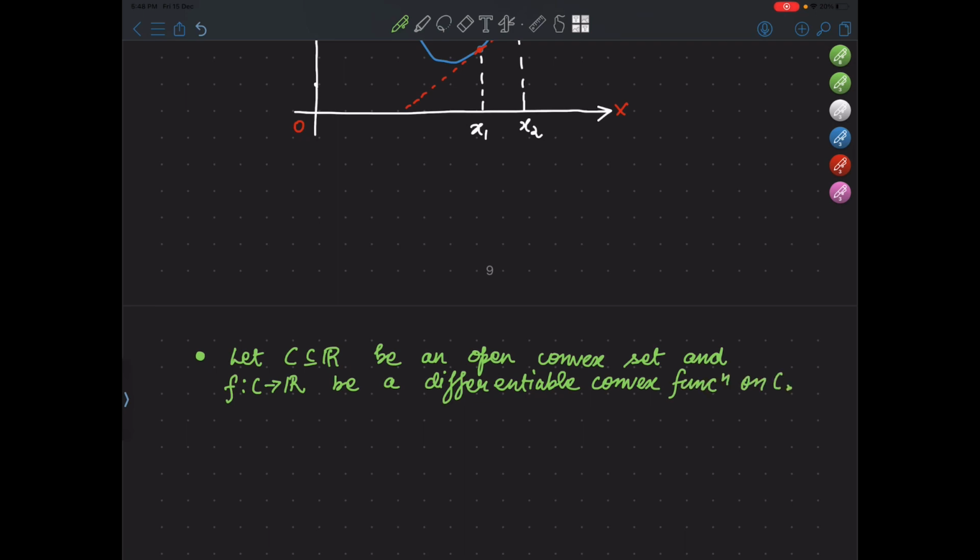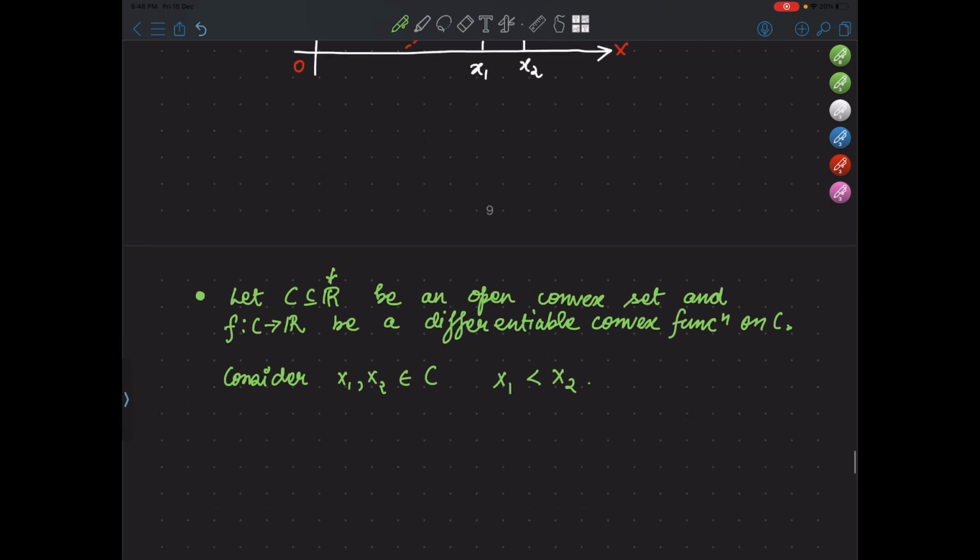On C. Then consider 2 points, x1, x2 belong to C such that x1 is less than x2. So x2 is bigger. Please note, C is a single real number set. So we can have 2 points x1, x2 such that x1 is less than x2. Because f is convex, we can write this theorem, right?